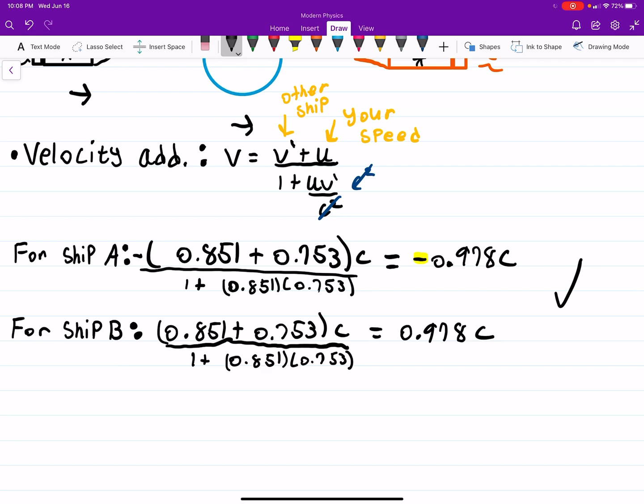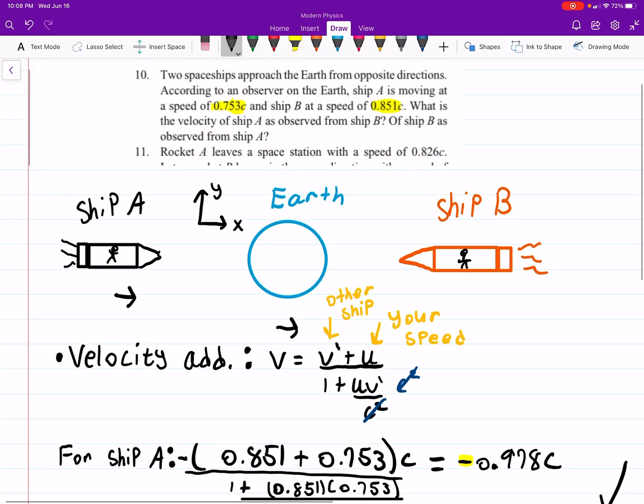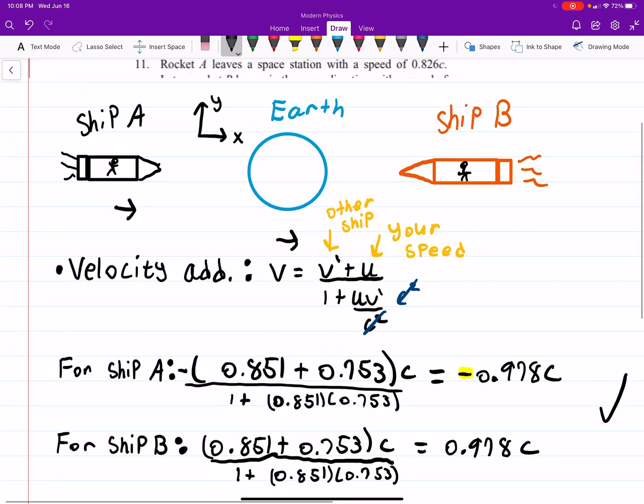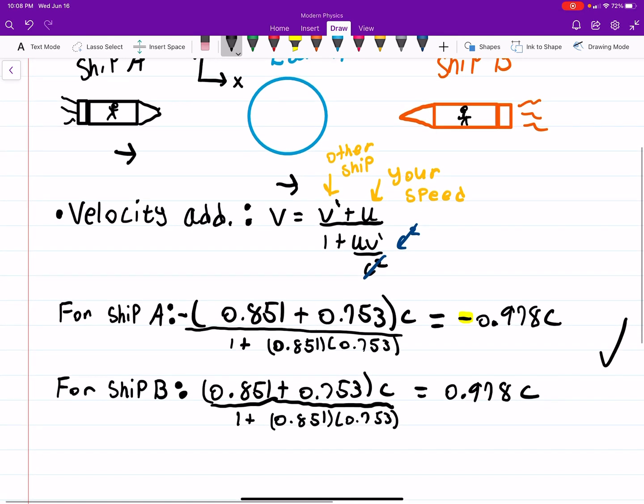So this is good. Now, obviously, you could have ship A being on the right and ship B on the left. That would just flip the answers. But it shouldn't matter. The book doesn't specify if ship A is on the left or ship B is on the left. It doesn't really matter. So we're going to use our velocity addition equation. We're going to apply them correctly to get our two answers.